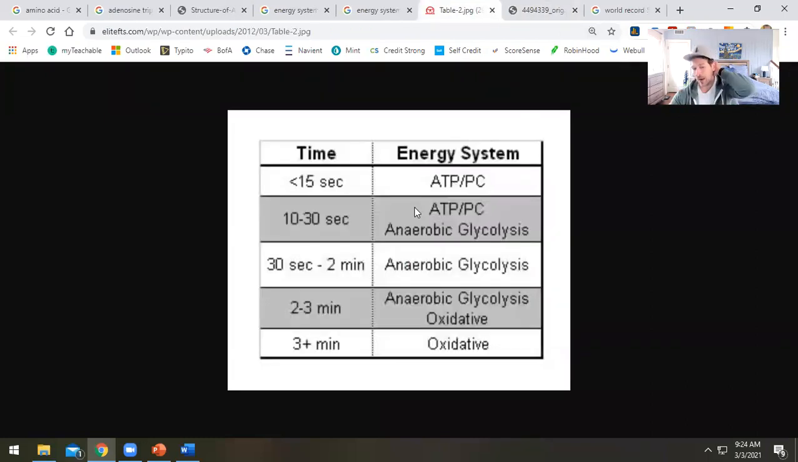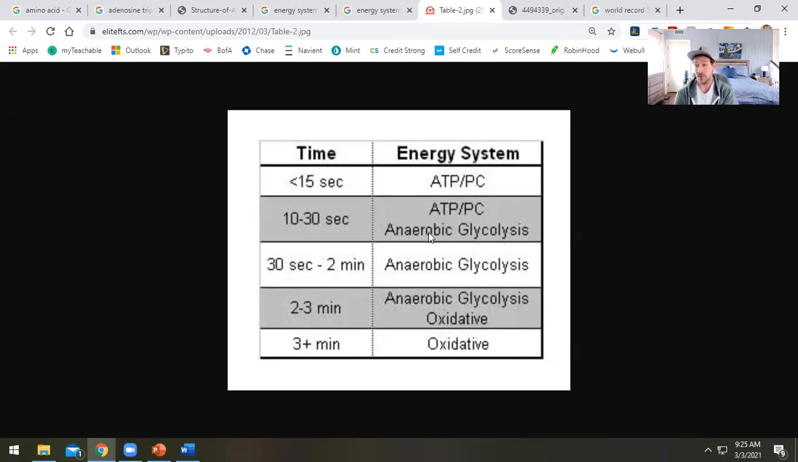But if you think about it, in terms of your energy system, if it's less than 15 seconds, you're in the ATP-PC system. That's probably 1 to 5 repetitions. If you're relying on anaerobic glycolysis, that's probably anywhere from 10 to 30 seconds.